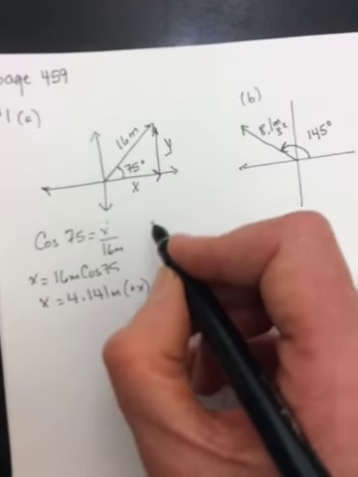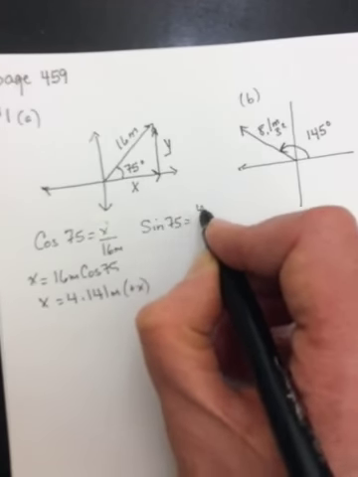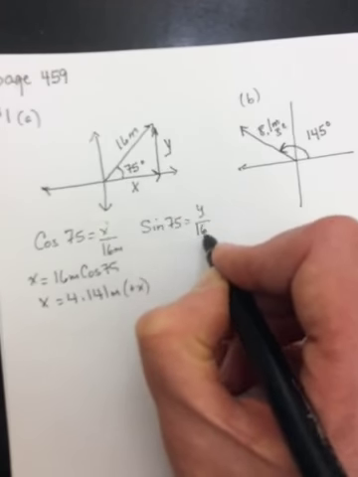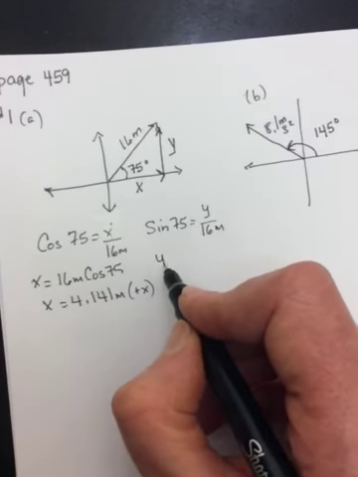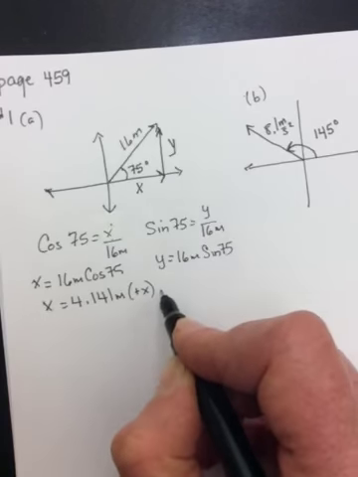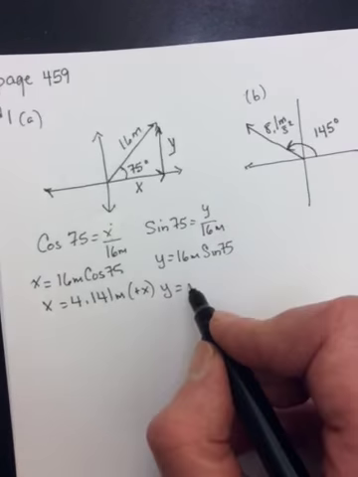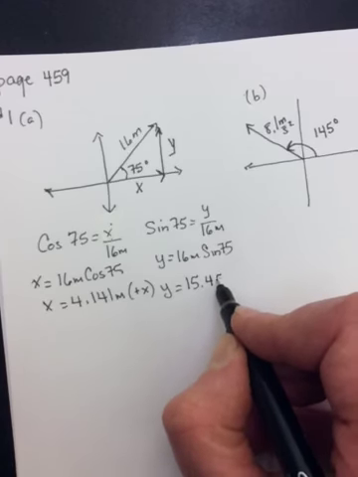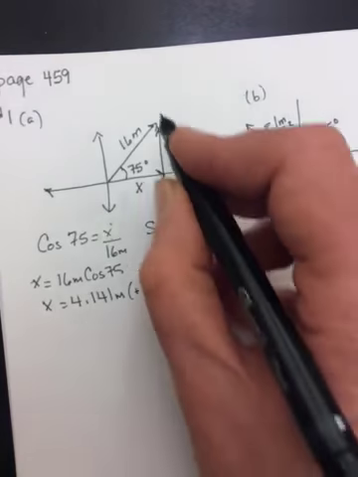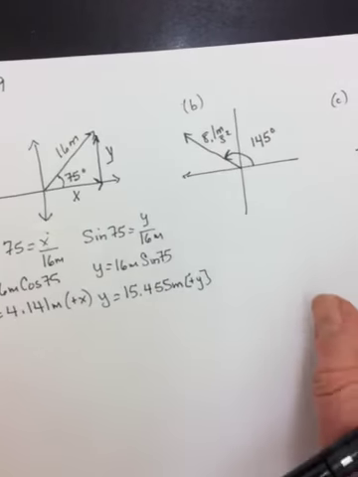The y then is the opposite side, so it's going to be sine. So sine of 75 is equal to y over 16 meters. So then y is equal to 16 meters times the sine of 75. And again, you're going to punch this in your calculator, sine of 75 times 16, and get 15.455 meters. Which way? Positive y. Okay, so then we move to the next one.